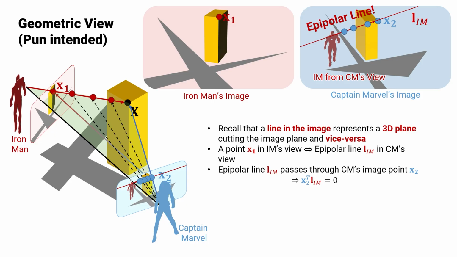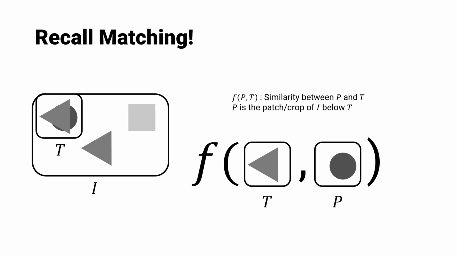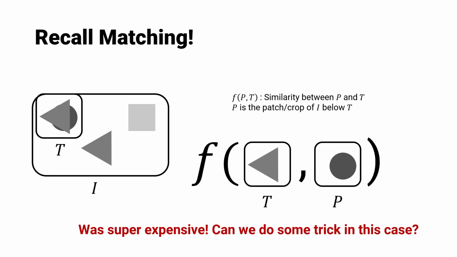So if we remember, to match between two images, generally SIFT would do matching or block matching through the entire image. But now we clearly see that if you have two different views looking at the same world point, the point can be constrained to the epipolar line of the other image. The question is, when we were trying to do matching, can we do something even smarter? Because this was super expensive, can we use this trick in this case? The answer is an astounding yes.